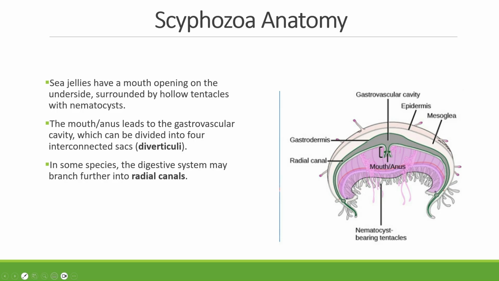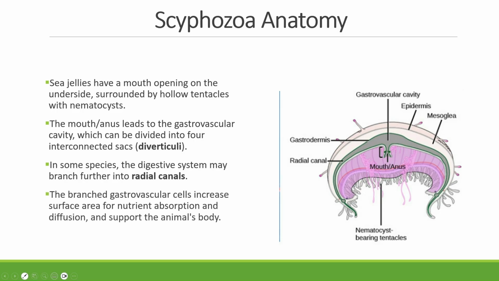The gastrovascular cavity also helps support the body and distributes the digested food to all parts of the medusa. Because the animal is mostly water and has a thick mesoglea, it can achieve a large size without needing complex internal systems.